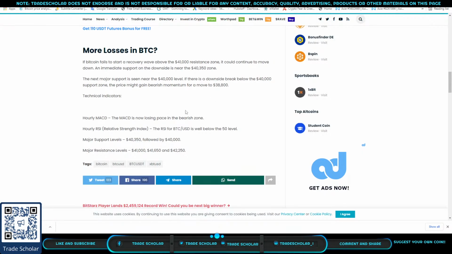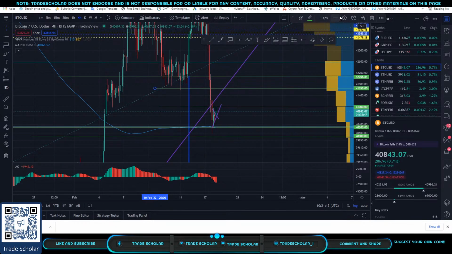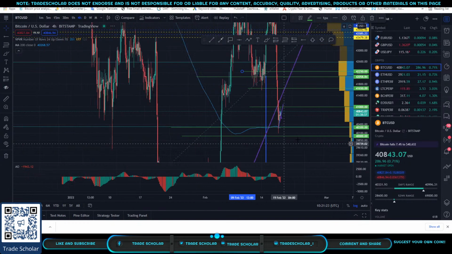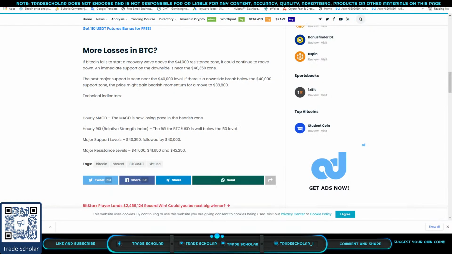I'm just plotting from this news, okay? Their support and resistance, 42.250. So we can compare it to our support and resistance. 42.250. Okay. That is our news for today.